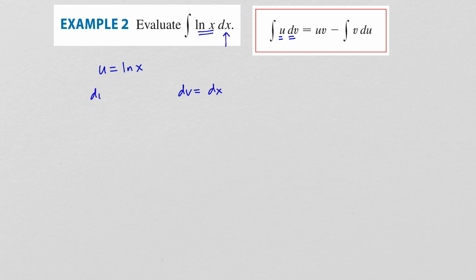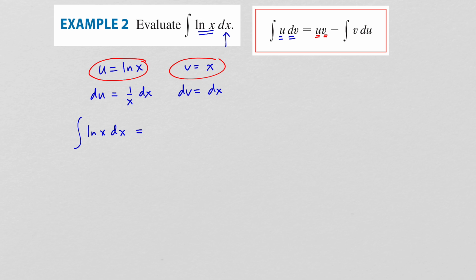Let's try this and see if it works. If u equals natural log, then du is going to be 1 over x times dx. And if dv is 1 dx, then v is just going to be x. Now, according to the formula then, the integral of natural log of x dx is going to be u times v. So we are multiplying these two together. So that gives us x times the natural log of x minus, and then we have to do v times du.